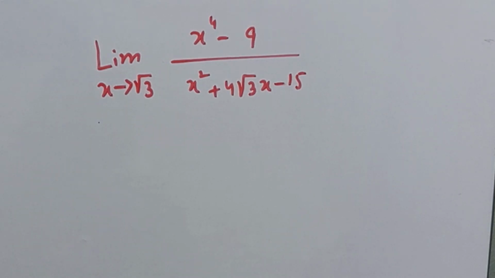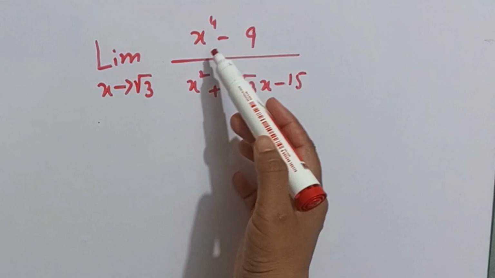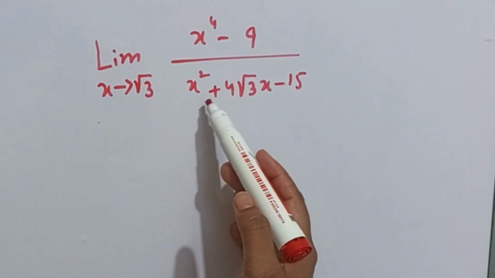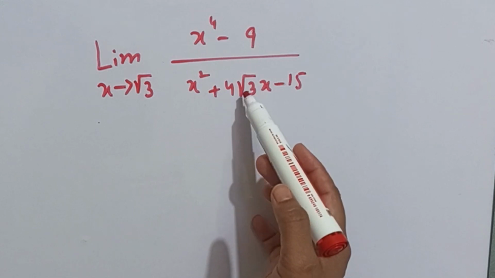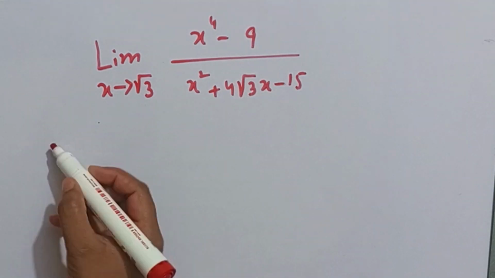Hi everyone, hope you are all fine. In this video we are going to learn how to find the limit of the function. We have the limit as x approaches square root 3 of x raised to the power 4 minus 9 over x square plus 4 times square root 3 x minus 15. So let's start.